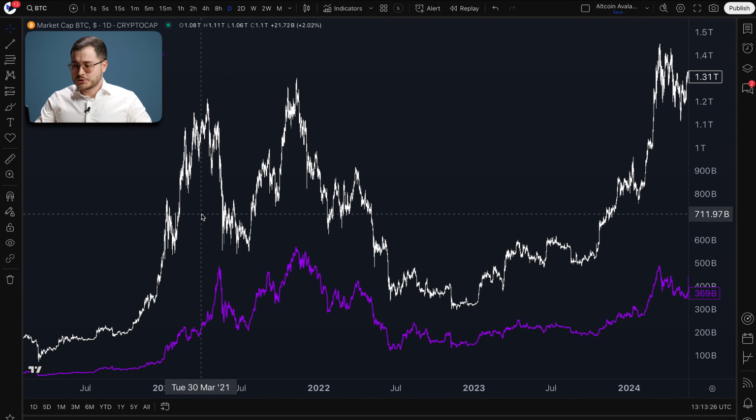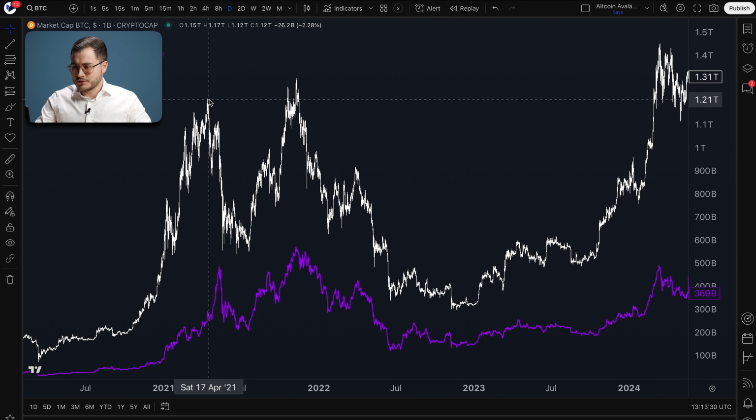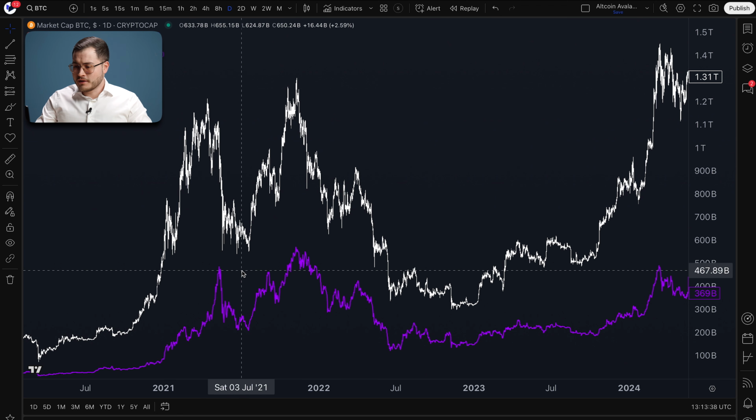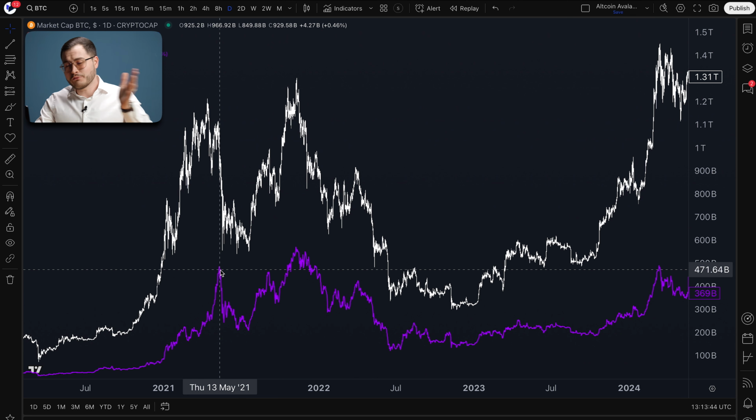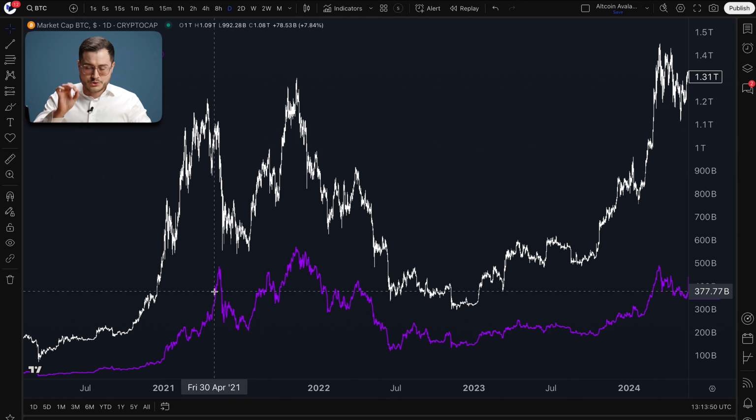How about we move to the next cycle? Cycle of 2021. Same story. Bitcoin has established its local high on the 12th of April 2021. How about Ethereum? Ethereum has established its all-time high on the 13th of May. So again, a full month back when Bitcoin was already falling, Ethereum still had its sharp increase and the biggest price gains of the whole cycle.